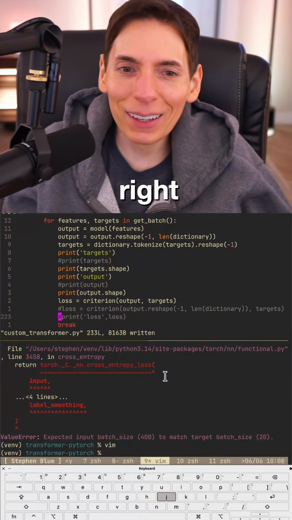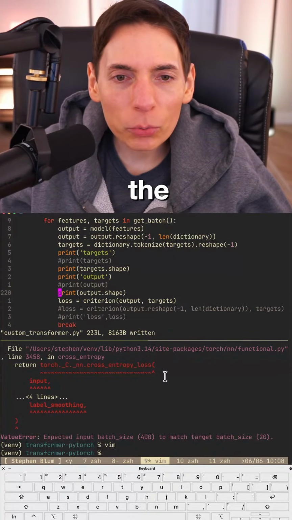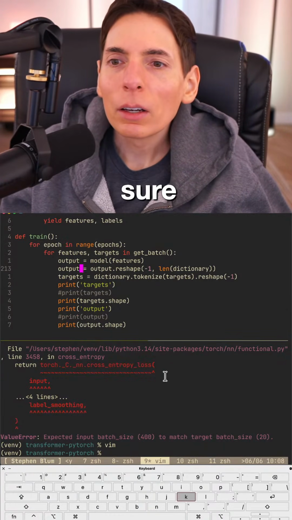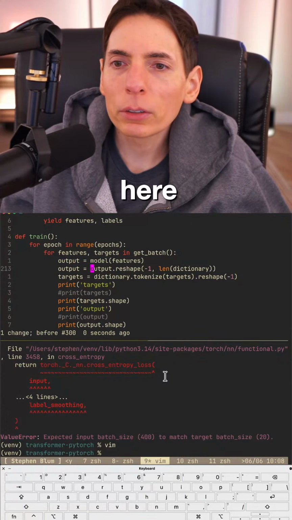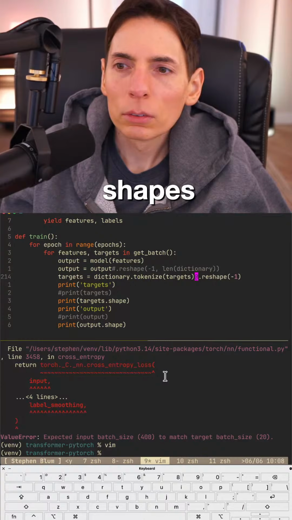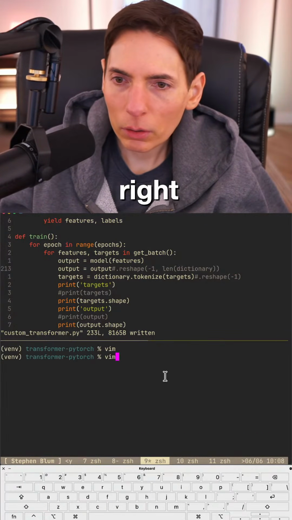All right. These ones. Steven, are you sure about these reshapes? No, I'm not totally sure. So what we could do is hide the output here. Let's get rid of the reshapes and go. All right, let me run it real quick.